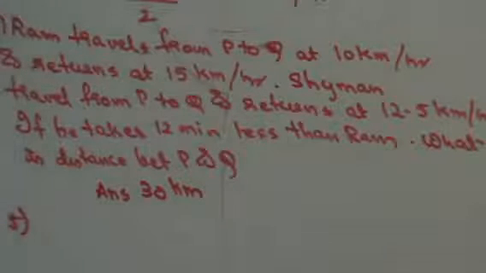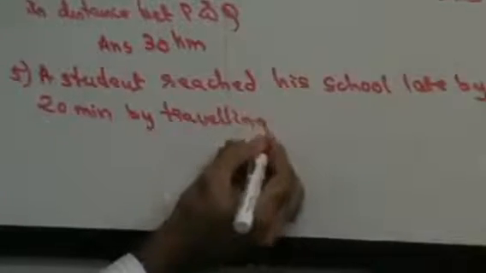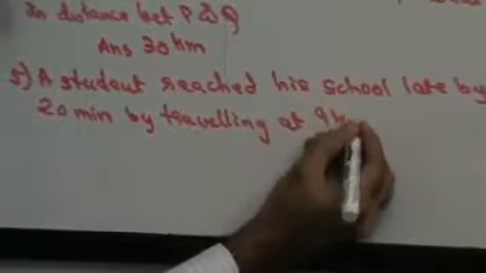Next, a student reached his school late by 20 minutes by traveling at 9 kilometers per hour.